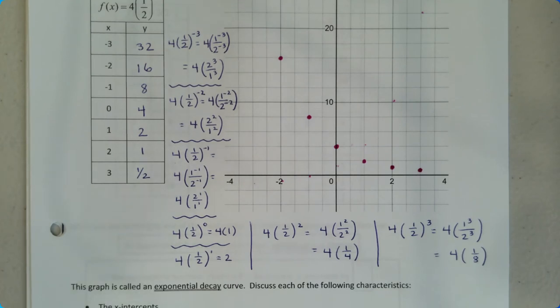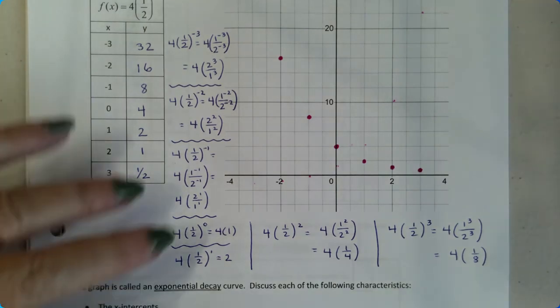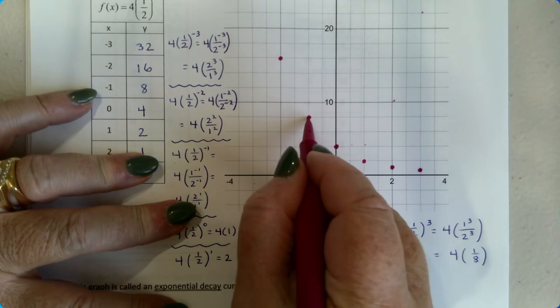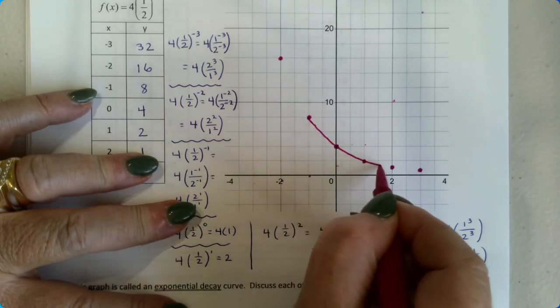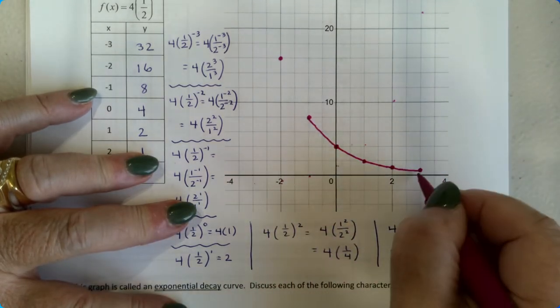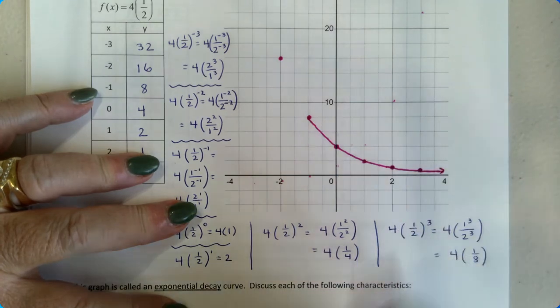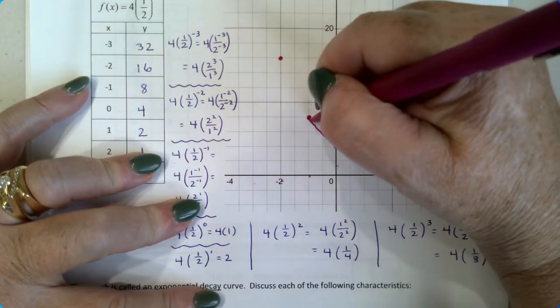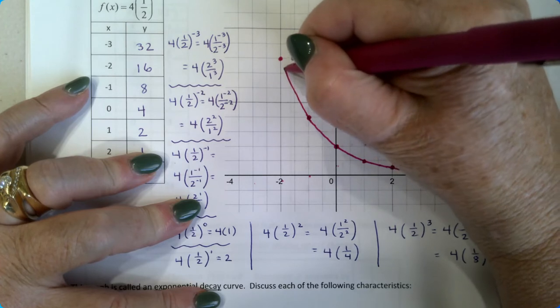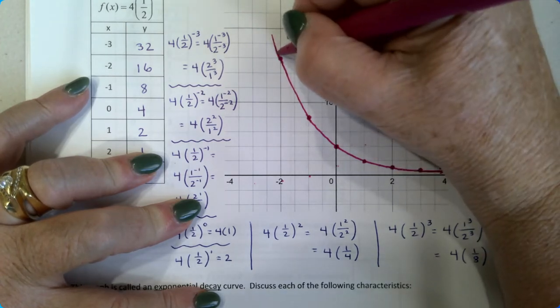Hopefully what you're seeing here is almost like the previous graph we did, except flipped backwards, right? This time, it's the right side that's coming in and getting really close to the x-axis, and it's the left side that's getting really large.